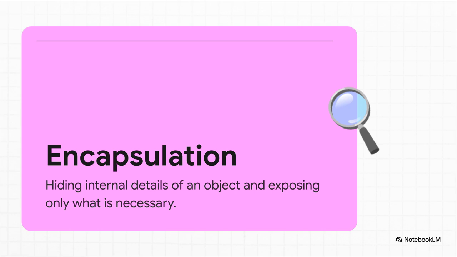First up, encapsulation. You can think of encapsulation as a sort of protective force field around your data. It makes sure the internal details of an object stay completely hidden from the outside world, only exposing what's absolutely necessary. This stops other parts of the program from accidentally messing with sensitive data, which, as you can guess, vastly improves your security and overall code organization.